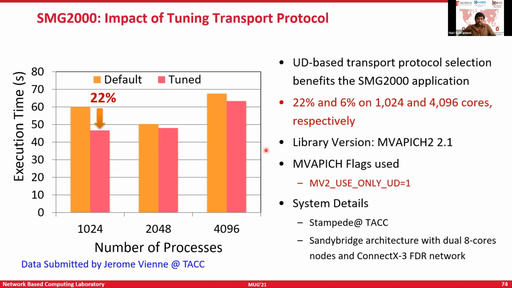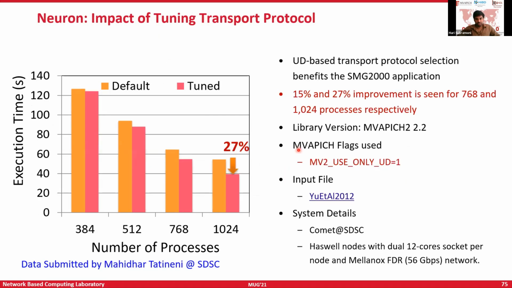So similarly, what is the impact of transport protocol at the application level? Here we look at the performance benefits of using the UD transport protocol versus the RC transport protocol for the SMG 2000 application. This uses a lot of dense communication operations. We are able to improve the performance by up to 20% for a very large number of processes. So by forcing the UD protocol, we are getting much better scalability at larger scales for applications.